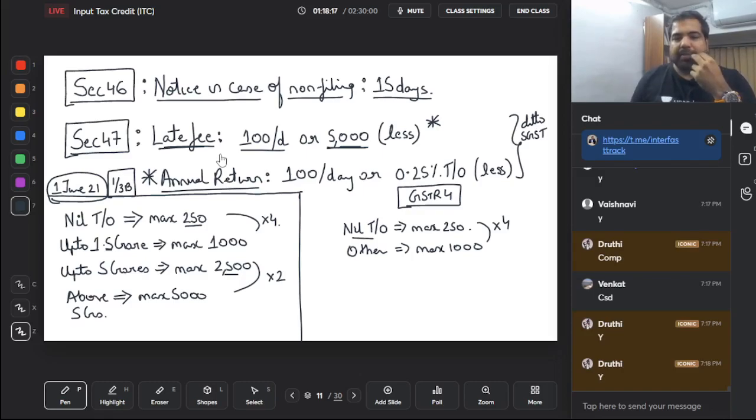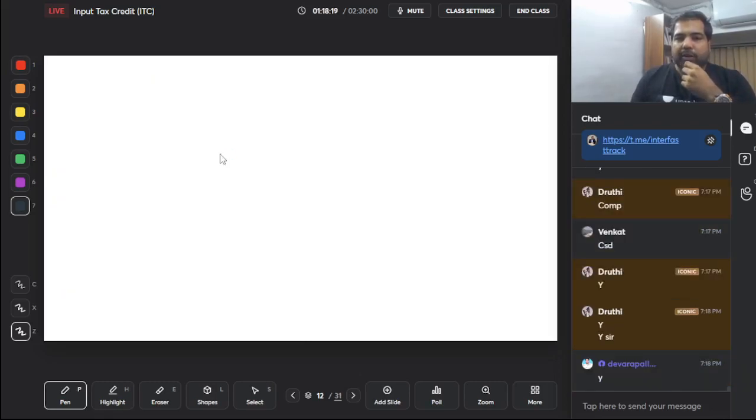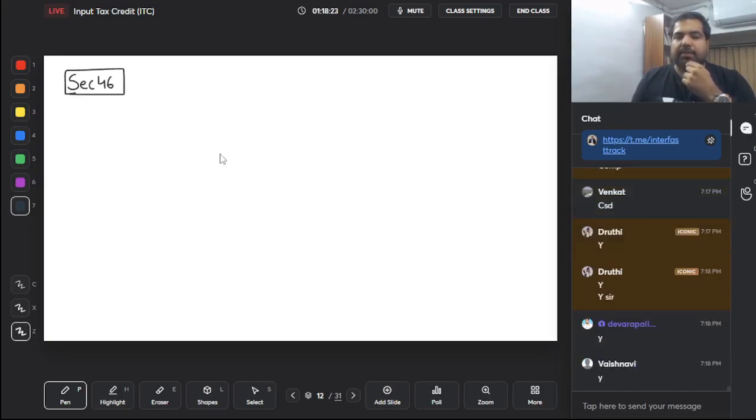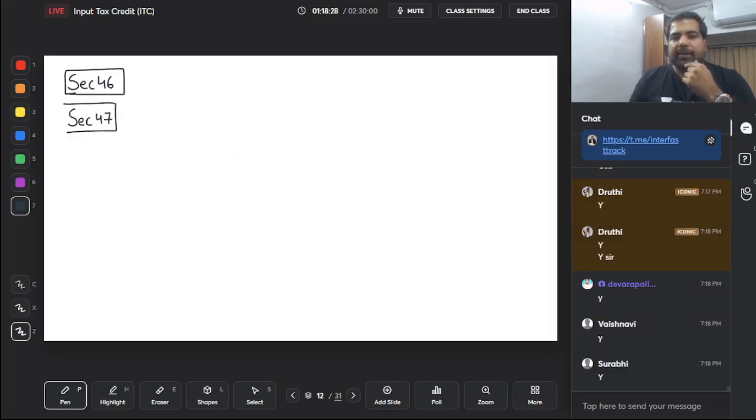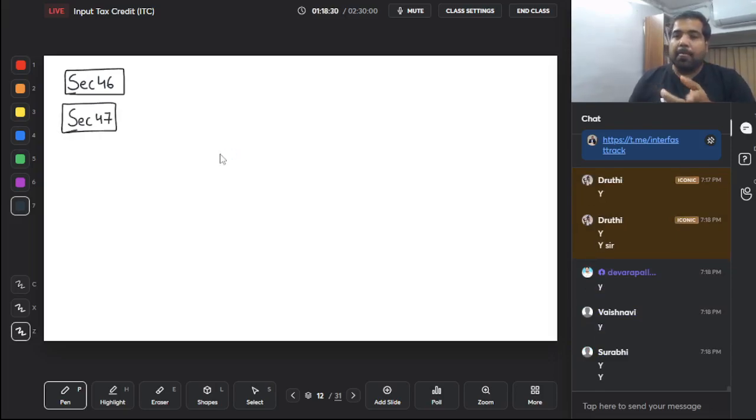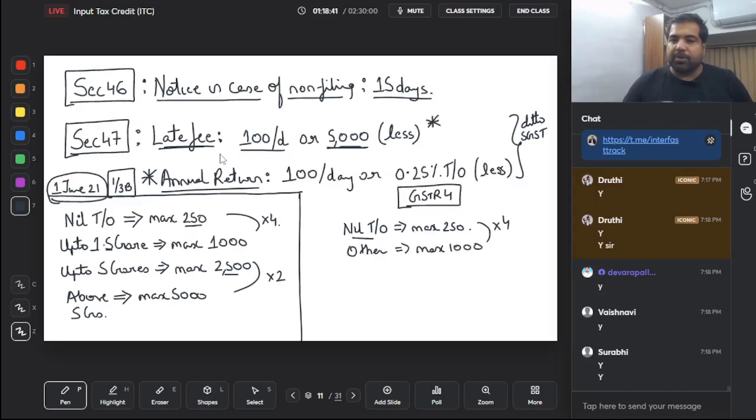Let's recap guys. If you don't file your return, will they knock on your door with a notice under 46? Yes. And then when you file your return, will you have to pay a late fee per day? Yes. What is it per day? 100 rupees per day or 5,000 per return. Or if it's an annual return, then 100 per day or 0.25%. Guys, this has been rationalized, but not for annual return. Annual return is still this much only. But for GSTR 1 and GSTR 3B, it has been rationalized. And for GSTR 4 also, it has been rationalized.